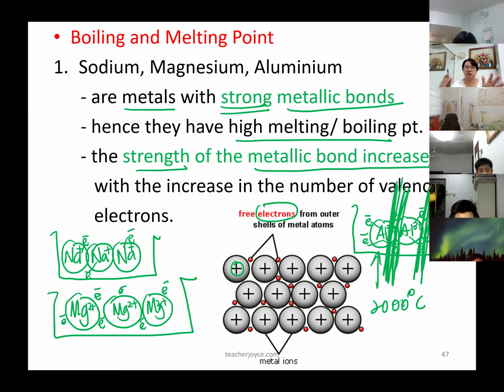Okay, I want you to draw this at your notes. Draw what I drew. Sodium, draw 1 electron. Magnesium, draw 3 electrons. Aluminium, wow, draw 9, right? Correct? 3 times 3, 9. So that you remember why, you don't have to memorize things.